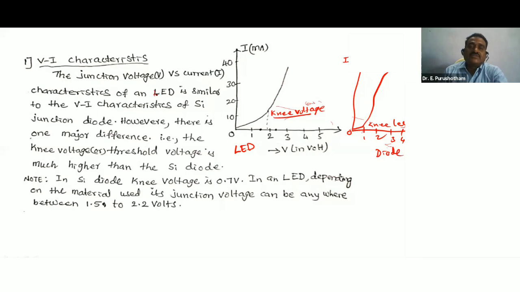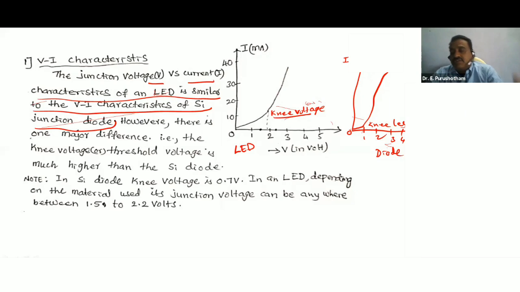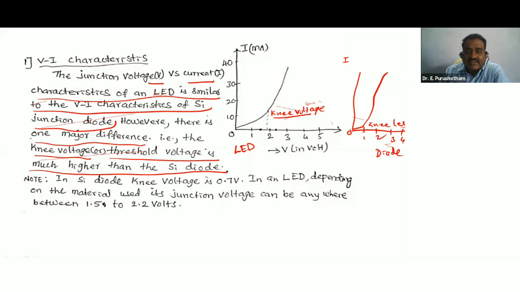The graph shows the variation between voltage and current. The junction voltage V versus current characteristics of an LED is similar to the VI characteristics of a silicon junction diode. The normal silicon diode graph and the LED graph are similar to each other. However, there is one major difference. What is that? The knee voltage or threshold voltage is much higher than that of the silicon diode.